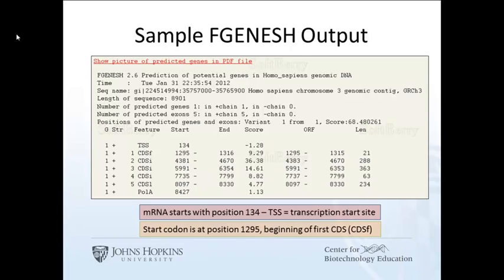The start codon is at position 1295, but we don't know if that's exon 1 of the mRNA or exon 2 or exon 3. We don't know how the 5' UTR is spliced, because gene prediction does not attempt to predict anything other than the coding regions of exons.